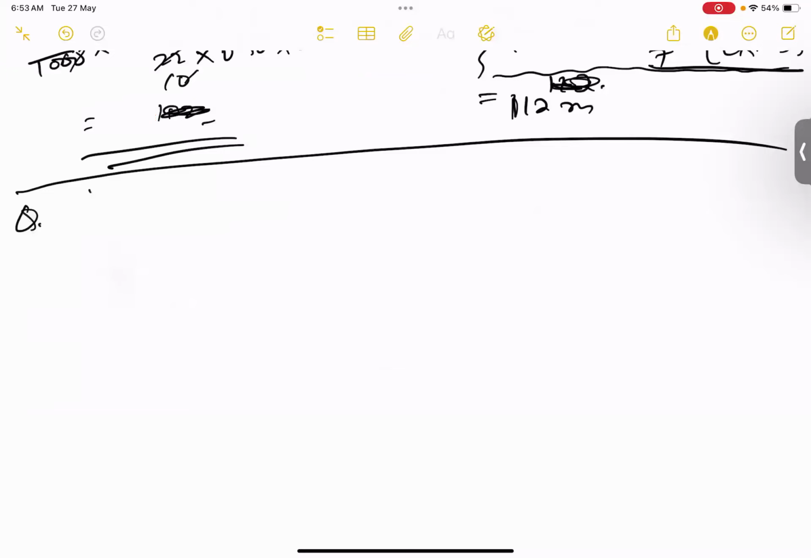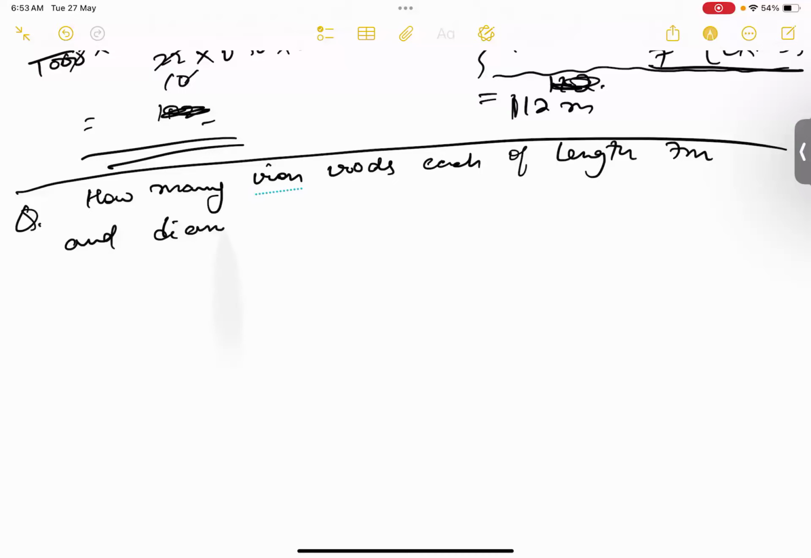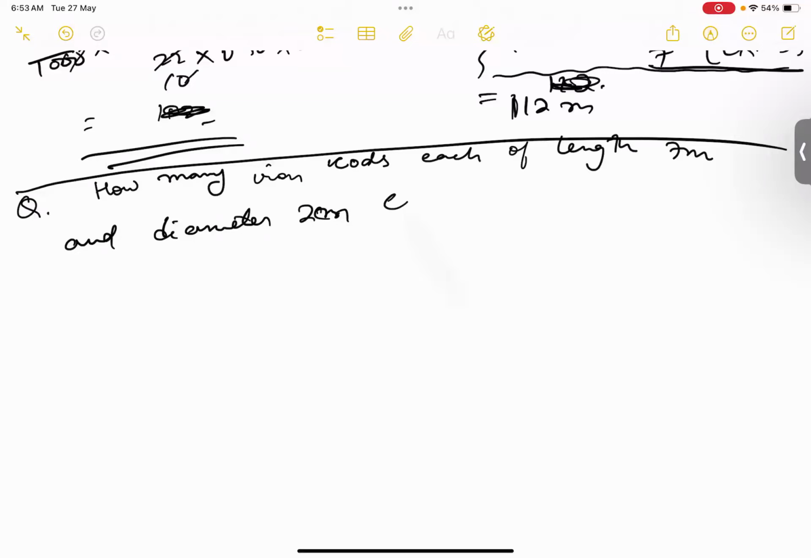One question. How many iron rods each of length 7 meter and diameter 2 centimeter can be made out of 0.88 cubic meter of iron, okay?